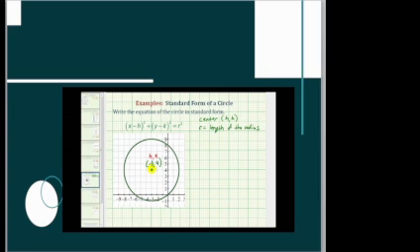Okay, kindly look at this given example. We have the standard form of a circle, and we are going to write the equation of the circle in standard form based on that given graph of a circle. As we know, the formula of the standard form of a circle is (x minus h) squared plus (y minus k) squared equals r squared. And you have to take note always that the center is (h, k).